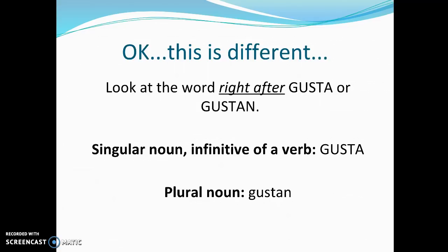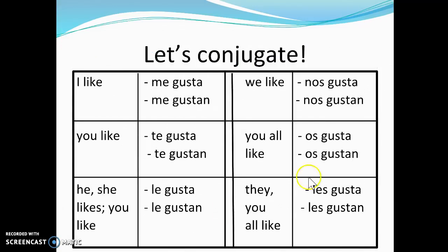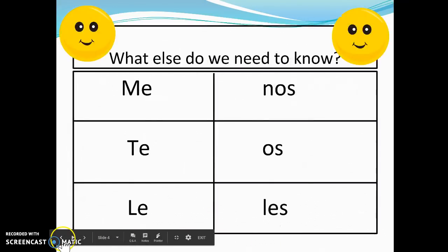You only use gustan if the word that comes directly after the conjugation of gustar is a plural noun, such as libros, estudiantes, profesoras. So keep in mind, this is another big thing that's different about the verb gustar. Let's go back there for a second.